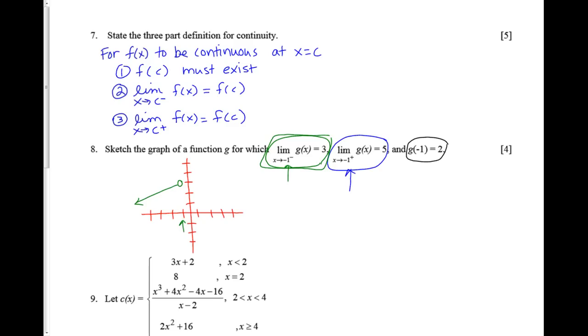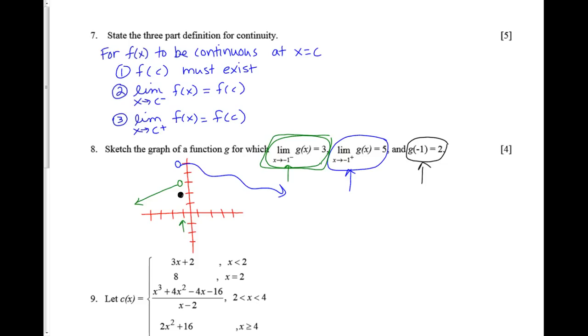Now I've got my second part. As x approaches -1 from the right, so that's going to be on the positive side of -1, my y values have to go to 5. So here's y equals 5, and the function could be doing anything I want it to over here. It doesn't really matter. And then my final piece is that g of -1 has to equal 2. So that means the solid dot when x is equal to -1 has to be at a height of y equals 2. So I have to put a point on there.